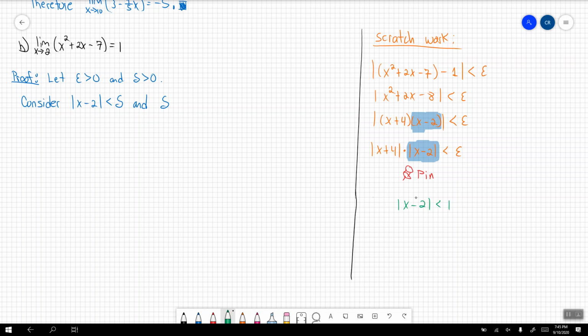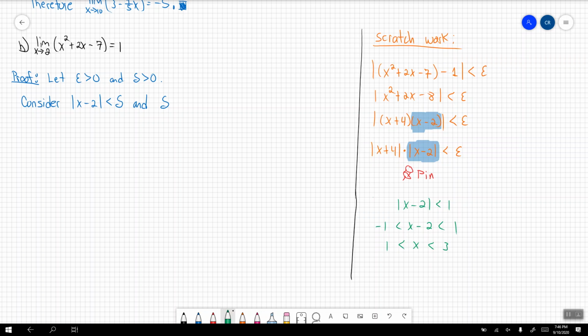Okay, so I want this distance, the x minus 2 value, to be less than 1, which means if I apply my techniques from algebra, I have this new interval. Once I have this interval, I can add 2. Once I add 2 to my inequality, I will get 1 is less than x, which is less than 3. But again, I'm not looking for my values to be bounded for x. I'm looking for my values to be bounded for the absolute value of x plus 4.